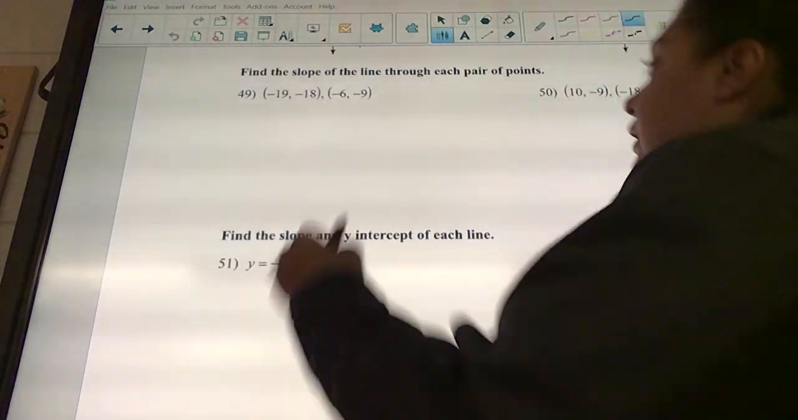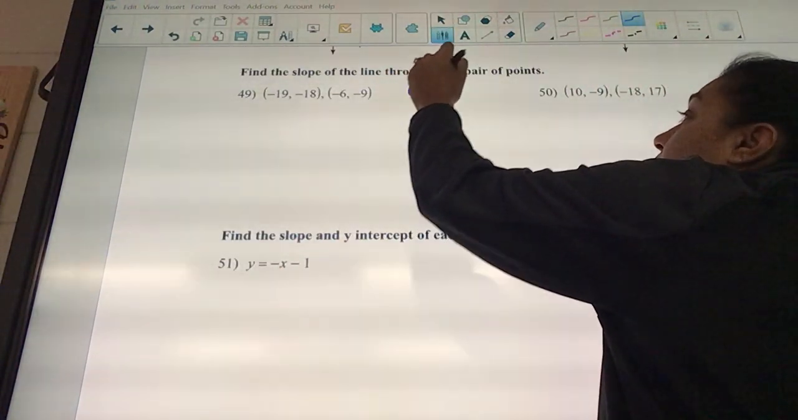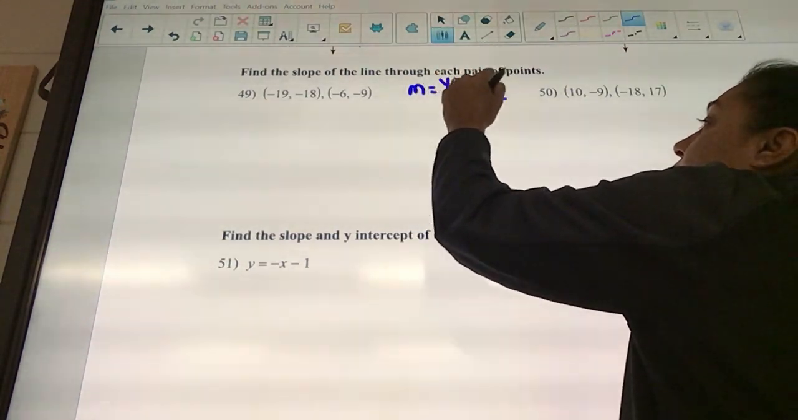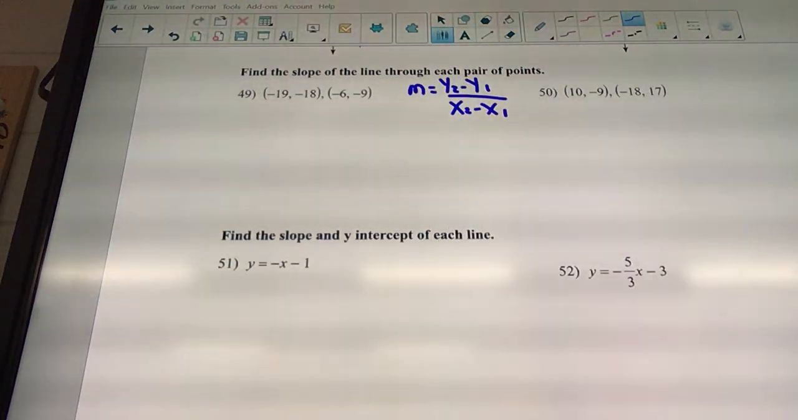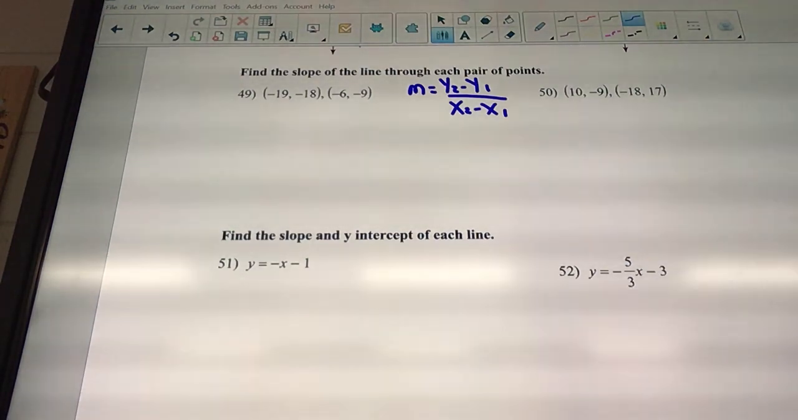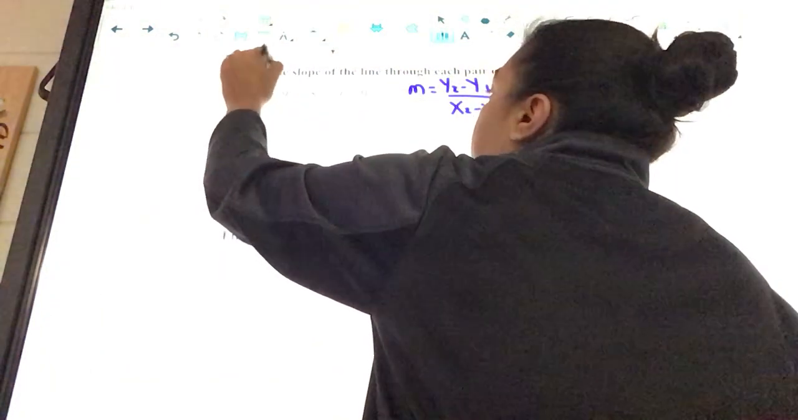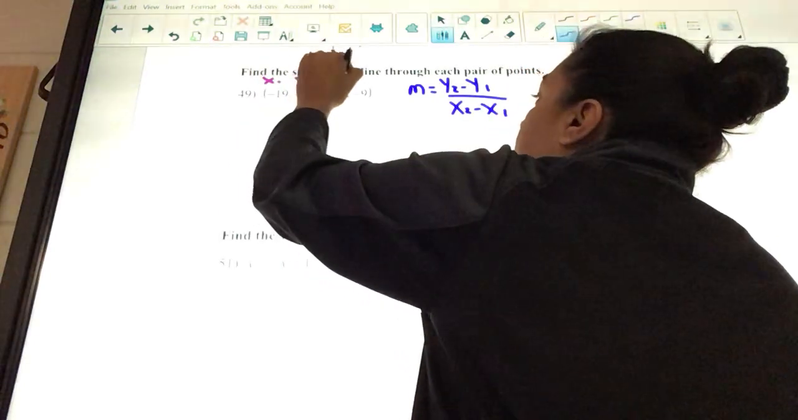To find the slope of a line, you need this formula: M equals y2 minus y1 over x2 minus x1. Once we have that, you can go through and label these x1, y1, x2, y2.